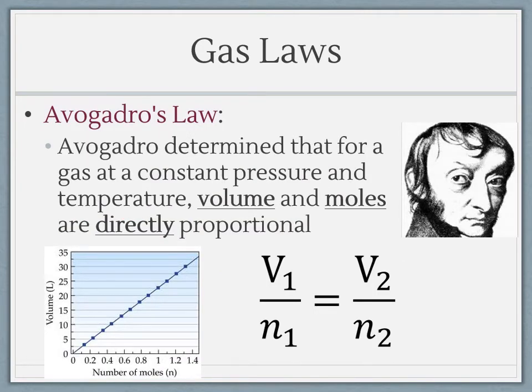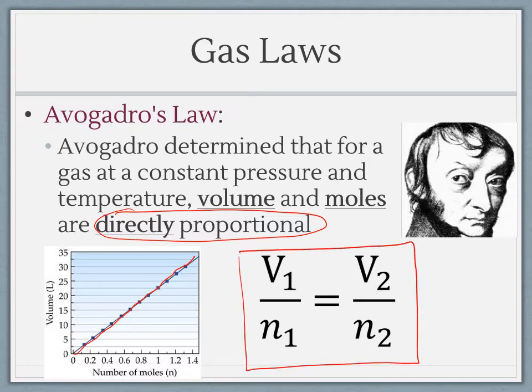Finally, we have Avogadro's law. And Avogadro determined that for a gas at a constant pressure and temperature, volume and moles are directly proportional. So this time, as the number of moles go up, the volume is going to go up. We see this nice directly proportional graph. And this one makes very intuitive sense because if we have more gas, we're going to take up more space. And the formula for this one is V1 over N1 equals V2 over N2.